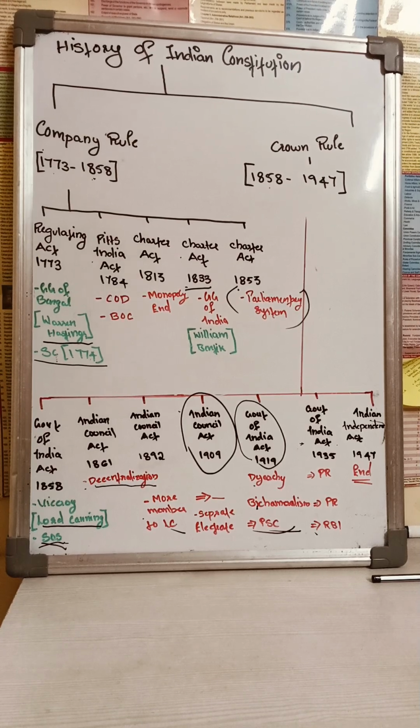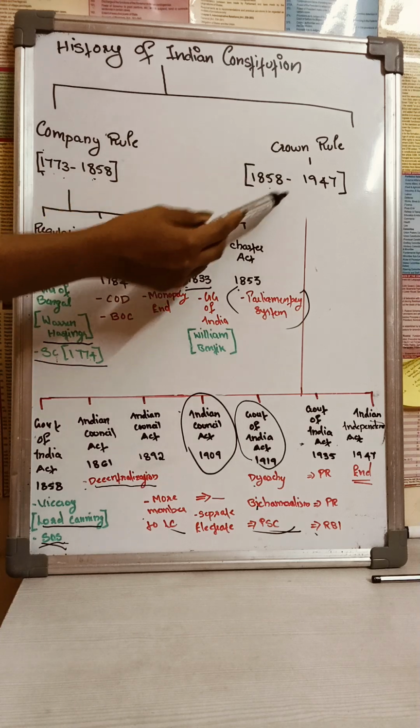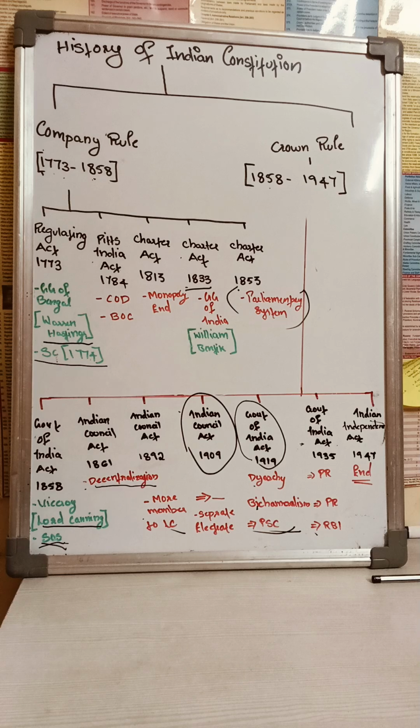A quick look at the history of the Indian Constitution. It can be divided into two parts: the Crown rule and the Company rule. Company rule refers to the East India Company's role in India, which started with the Battle of Buxar in 1764. So it can be dated from 1773 to 1858, till the Sepoy Mutiny, after which the Crown directly took control over Indian provinces and began the Crown's reign, which lasted till independence in 1947.